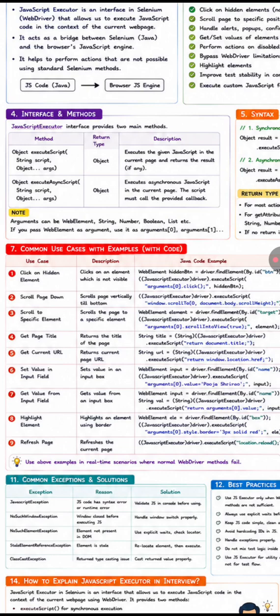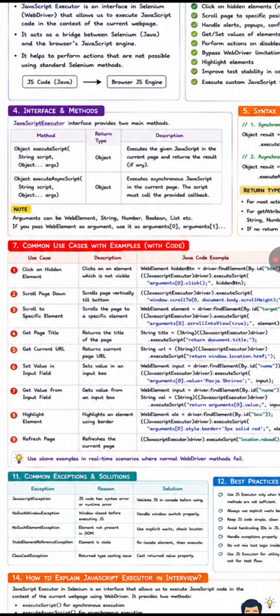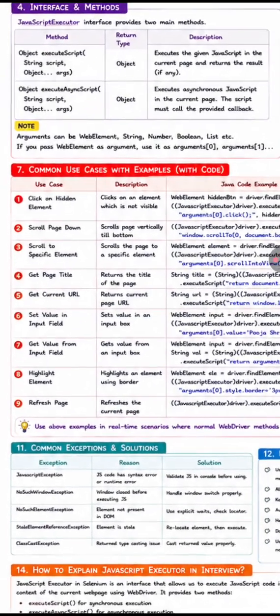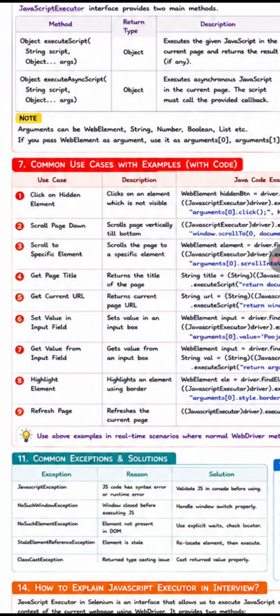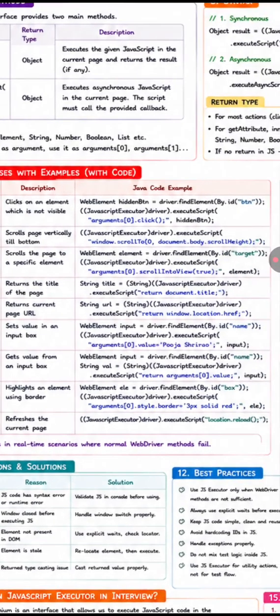These are common use cases with examples where we can use the JavaScript Executor, like when we have to click on a hidden element, or when we have to scroll the page down. This is a Java code example, where we typecast our driver.